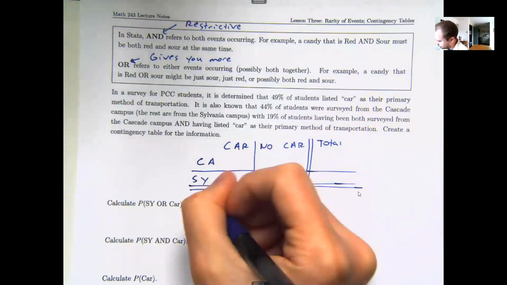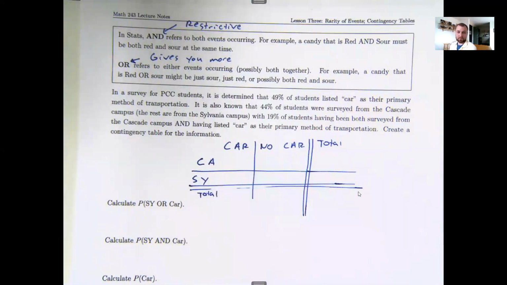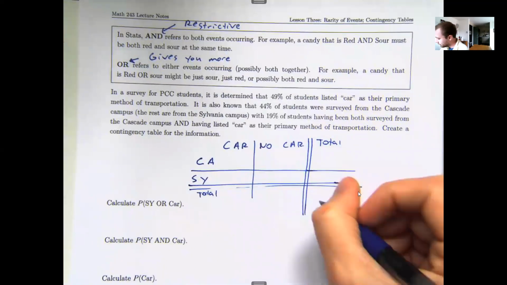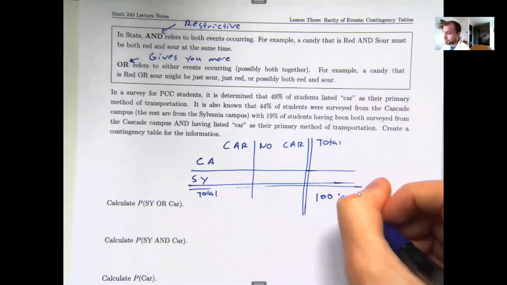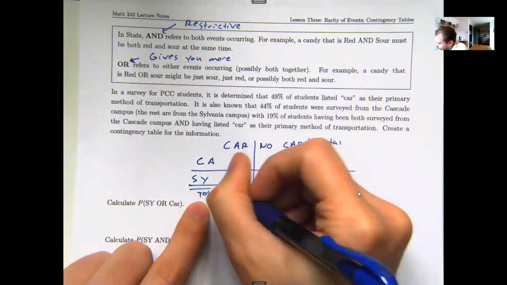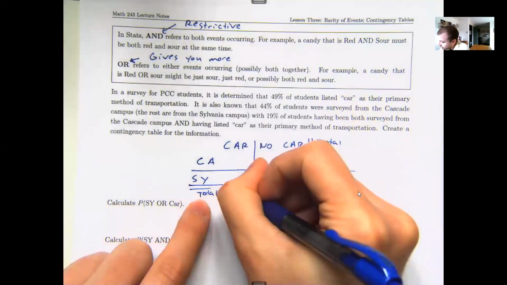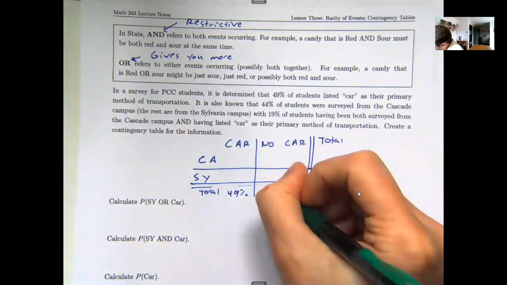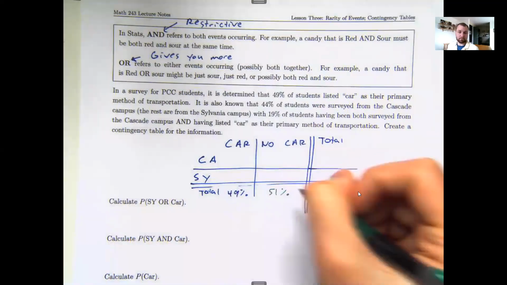And on the outside, I have my totals. It doesn't give me a total for percentages, but percentages always add up to 100%. So let's put 100% in that lower right-hand corner. 49% had a car as their primary means of transportation. So that must mean the remainder, 51%, did not have a car.